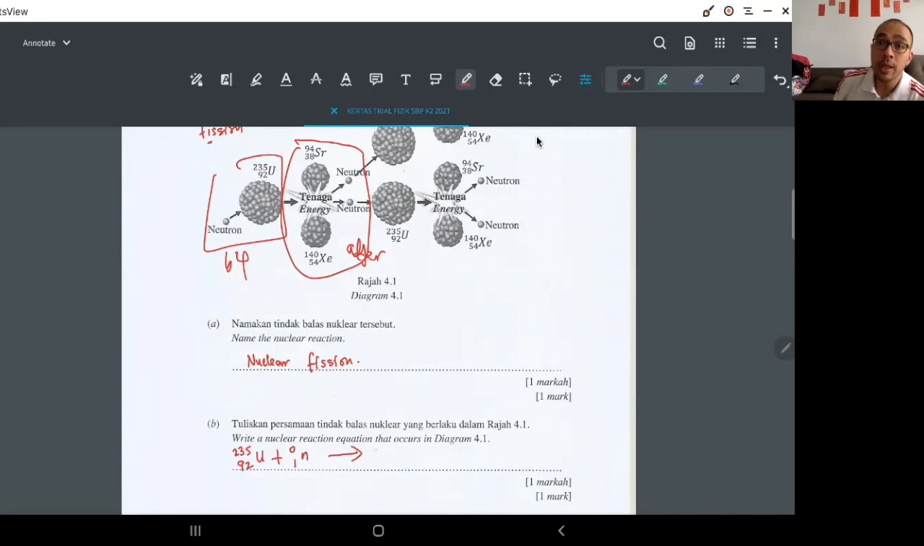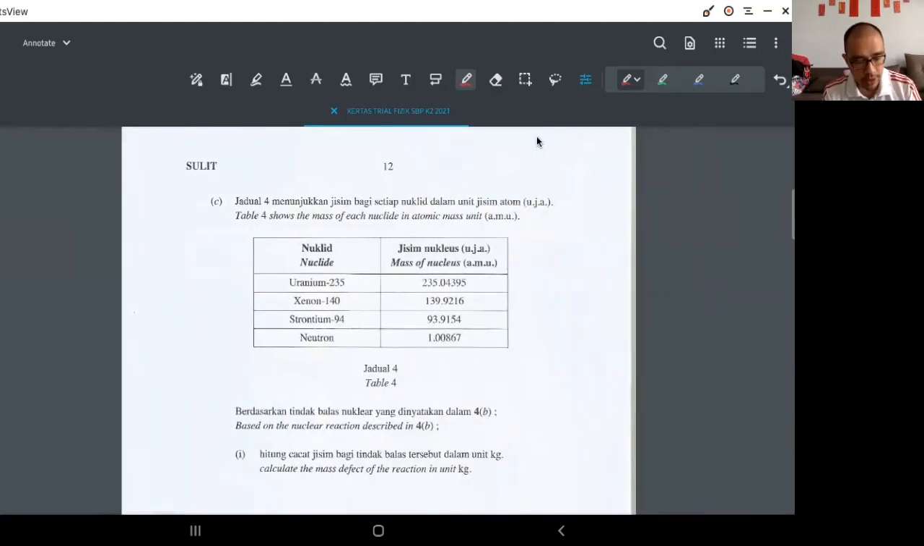So one neutron will produce two neutrons after nuclear fission. There are of course other side products also, strontium 94, xenon 140, and also two neutrons. It should be 1, 0. Sorry, my mistake. Yeah, neutron is 1, 0. I was like, why is it 0, 1? Sorry, 1, 0, because that will make it balanced. My mistake, sorry.